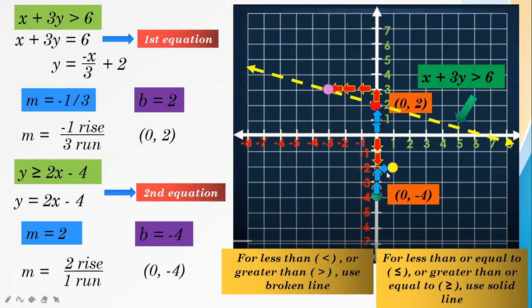And we all know that 2 points are enough to graph the equation, so connect the 2 points using a line. So we have a solid line. This will be your solid line because the given symbol is greater than or equal to. So we use a solid line. Therefore, this will be your y greater than or equal to 2x minus 4.